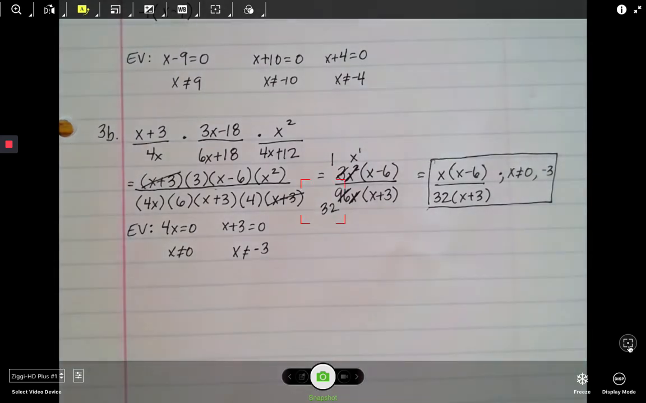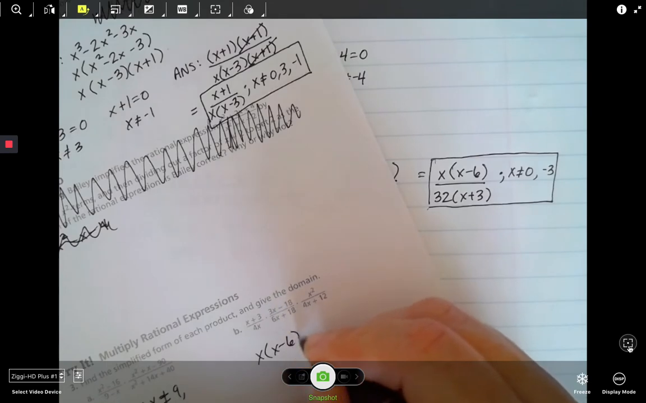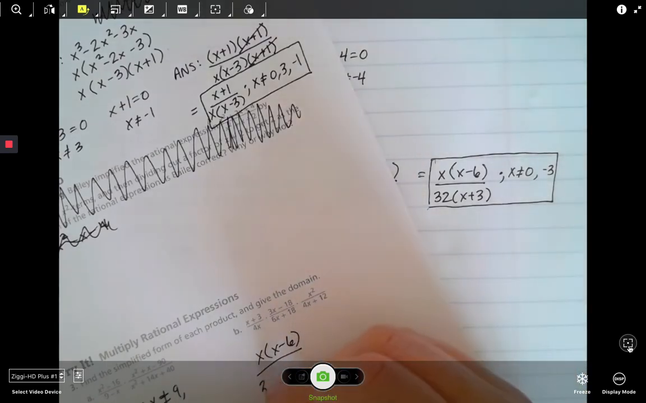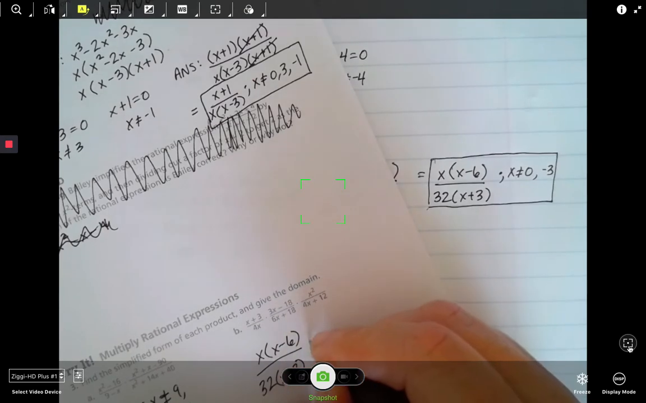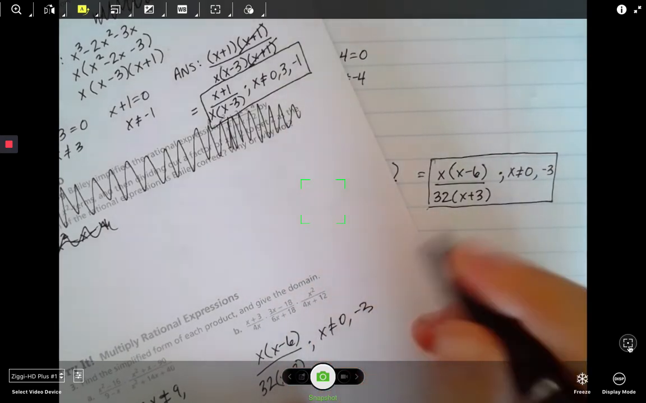Alright, so I'm going to go back to my book and write the answer in my book. x times x minus 6 over 32 times x plus 3. x cannot equal 0 or negative 3.